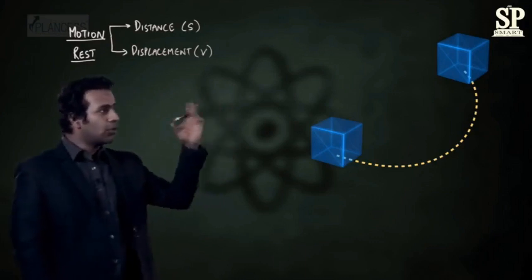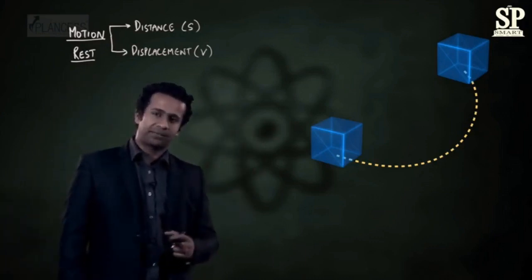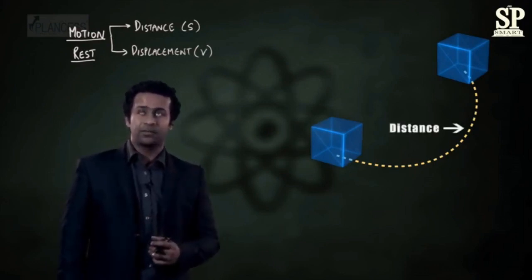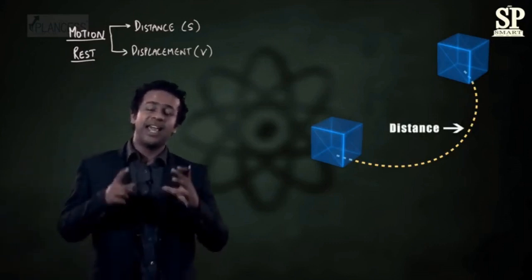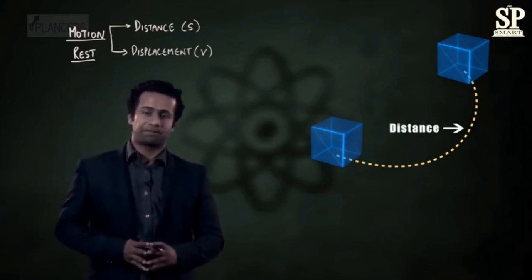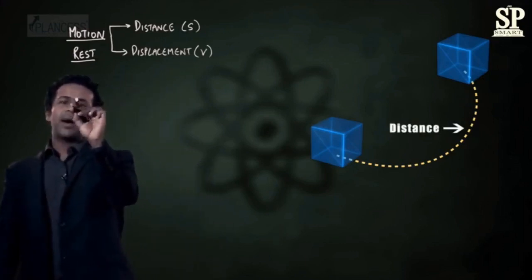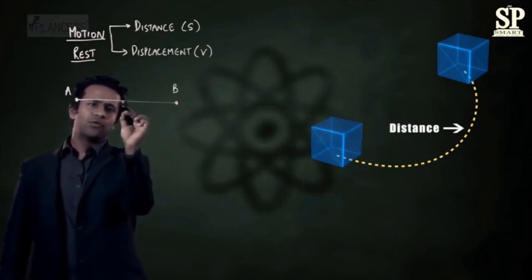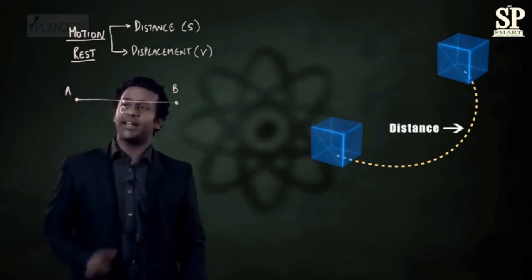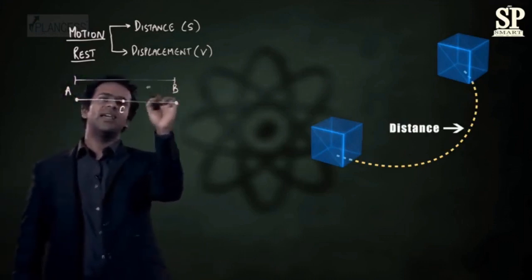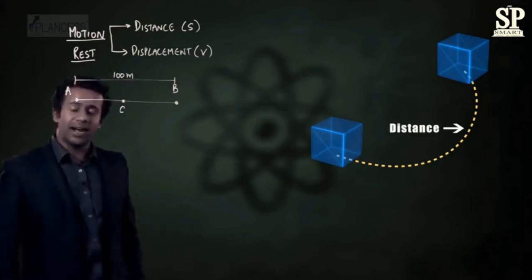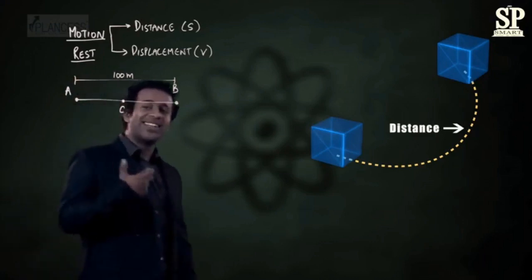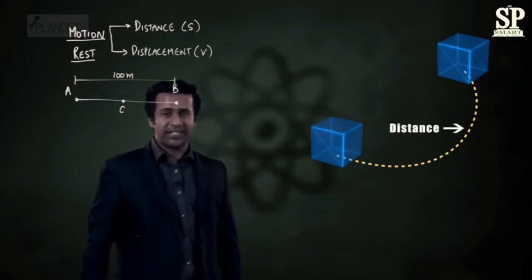Now, whenever something moves, it takes a route or a path. The length of the path taken by the particle is said to be the distance covered. So distance is nothing but the length of the path taken by the particle. Right. So if, say, a particle moves from point A, goes to point B, and then moves back to point C, and say I tell you that the distance between A and B is 100 meters and that C is the midpoint of AB, then can you tell me what is the distance covered by this particle in question?